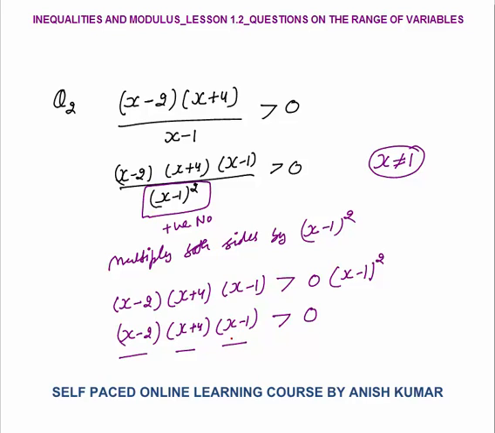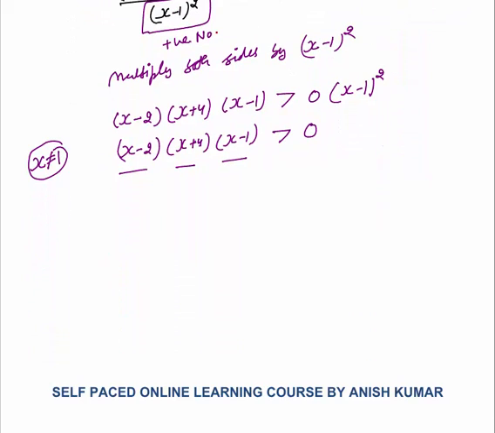X minus 2, x plus 4, x minus 1 greater than 0. The condition is that x can't be equals to 1, because if x will be equals to 1, this denominator will become 0, and something by 0 is not defined. Again, now this question becomes the question we solved just now. Again, you have to take the points where the inequality is equals to 0. So at x is equals to 2, at x is equals to minus 4, at x is equals to 1, this inequality is equals to 0.